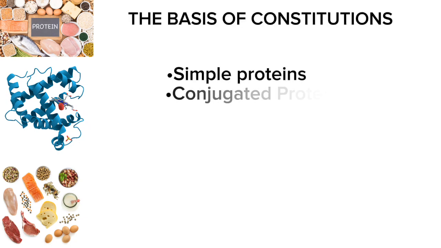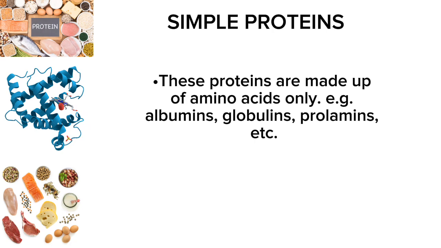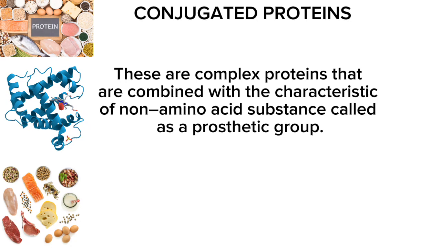On the basis of constitution: simple proteins, conjugated proteins, and derived proteins. So now let us know about simple proteins. These proteins are made up of amino acids only. Examples: albumins, globulins, prolamins, and so on.